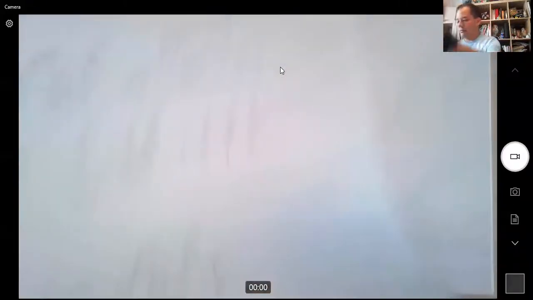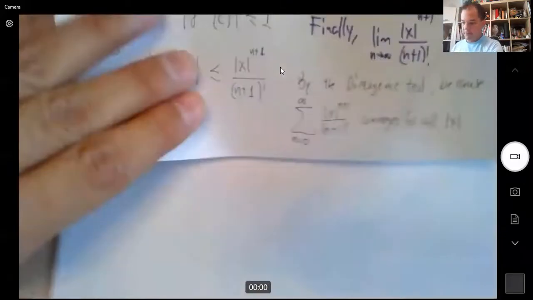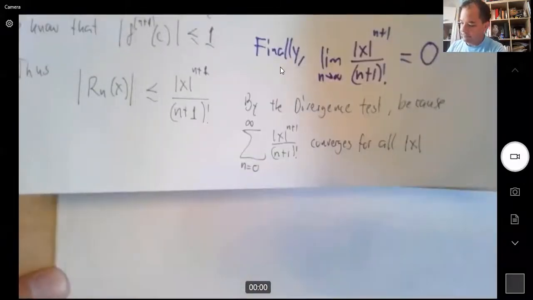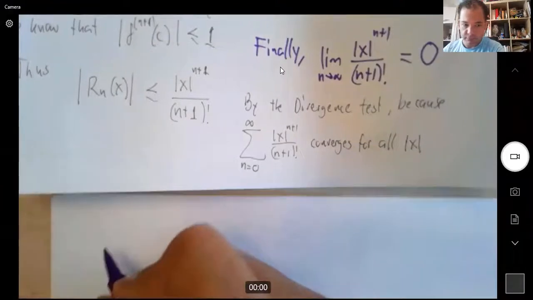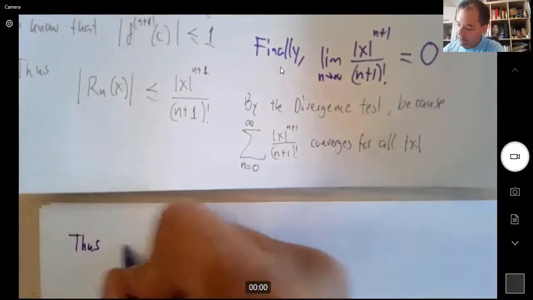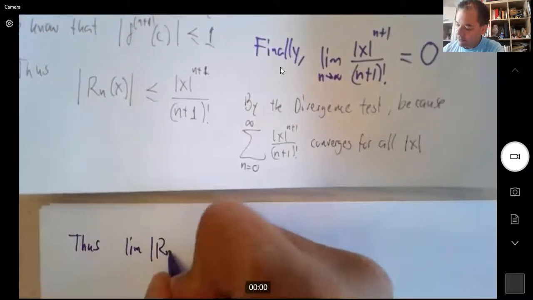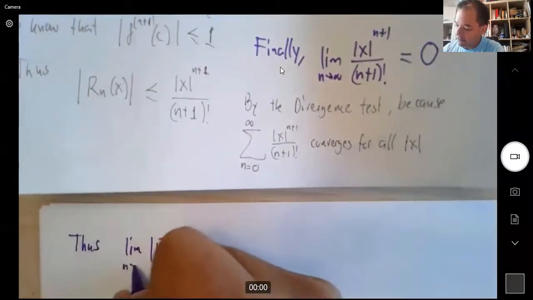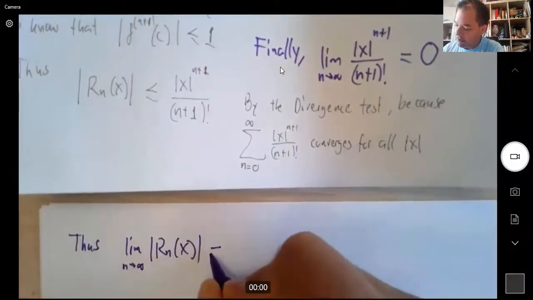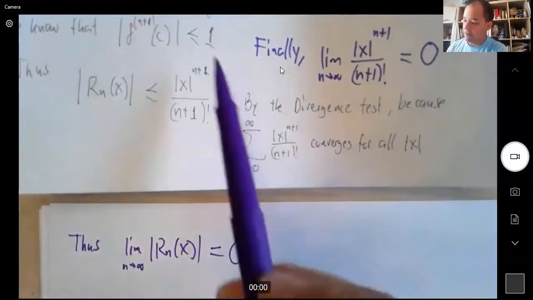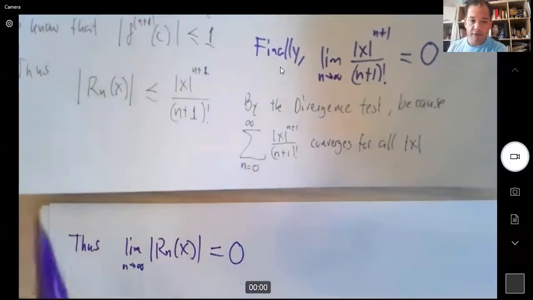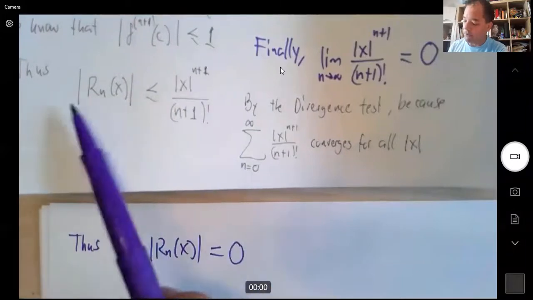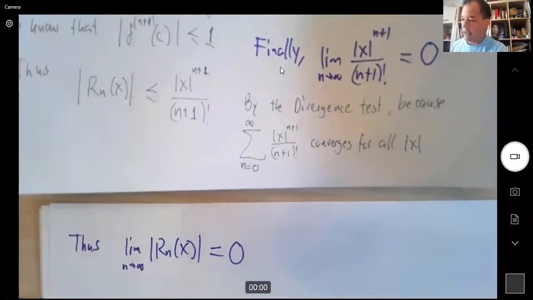So thus the limit of the remainder when n goes to infinity is 0, right? Because it's bounded by 0. This one goes to 0, and this one is smaller than that one, but positive. So it has to be 0 as well. And that's it. That's how we show the power series for cosine x also converges to cosine x.